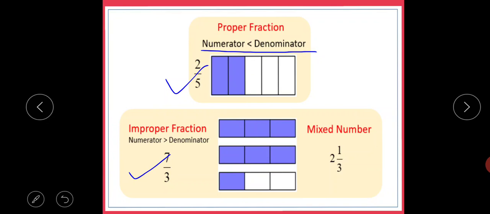For example, 7 upon 3. Means we took 7 parts out of 3, so first we complete 3, then next 3 makes 6 parts. Again, we cover 1 part of one unit. So it represents 7 upon 3. So when we represent the improper fraction as a mixed number, it is 2 whole units and proper fraction 1 by 3. So we can say that a mixed number or mixed fraction is a combination of a whole and a proper fraction.